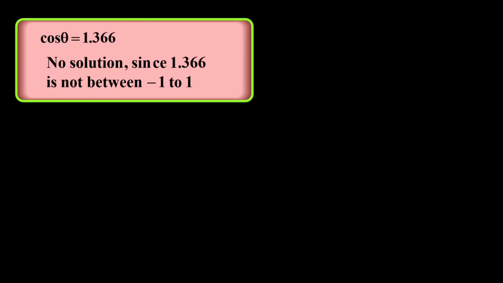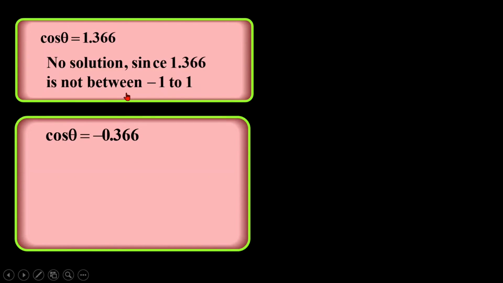Now, cos theta equals 1.366, I cannot get a solution, because the maximum is 1 and the minimum is negative 1 for cos theta. So I'm not going to get any solution from there. So I'm going to go over to the second one, cos theta equals negative 0.366. Again, I'm going to press the calculator in degree form. So this time I'm going to get 68.53 as my reference angle.